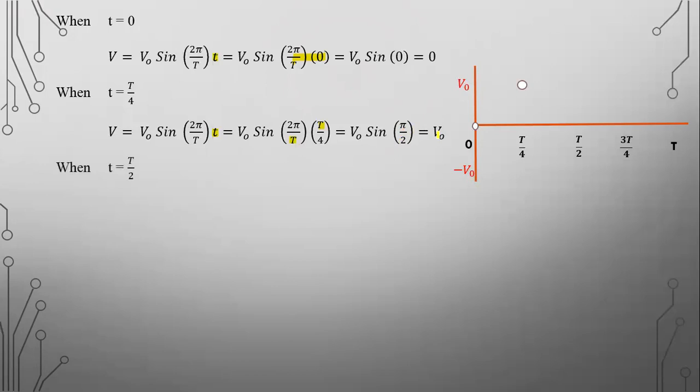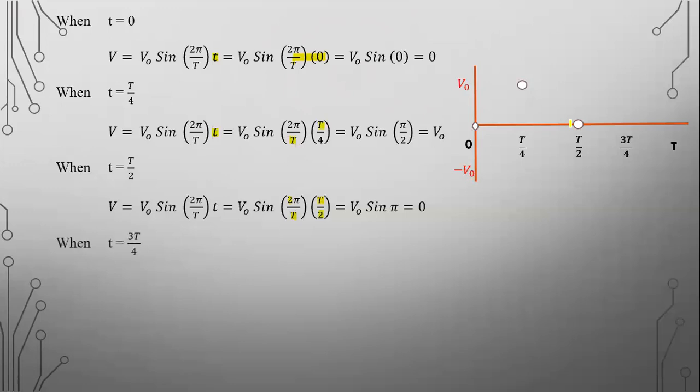Now, when t is equal to T by 2, half the time period. At this instant of time, this t is replaced with T by 2. Here T cancels with T, and 2 cancels with 2. So the remaining is V naught sine pi, and pi is 180 degrees. So sine 180 is 0. So V again becomes equal to 0 at this instant of time, and this point is represented here. This is the third instant, when t is equal to T by 2, half the time period.